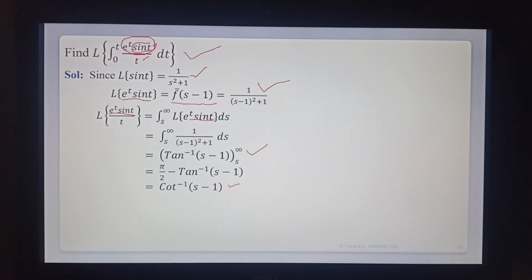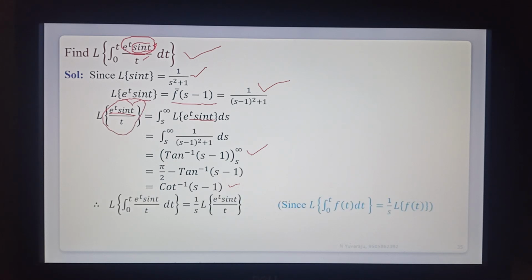Next finding Laplace transformation of integral function. Again assumption this is f of t. Okay? That is equal to here. So Laplace transformation of integration 0 to t, this is again f of t dt. That is equal, formula 1 by s into L of f of t. f of t is again e power t sin t by t. Already found out, this is equal to 1 by s into cot inverse s. Okay. So this is the required value of the given function.